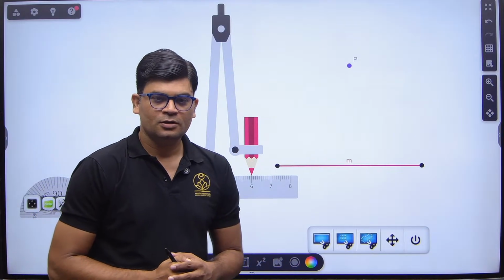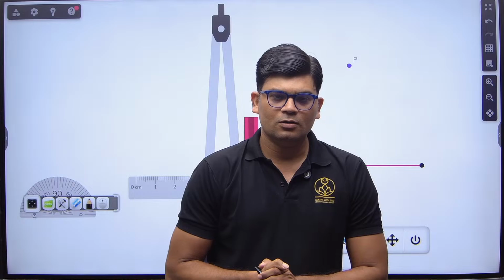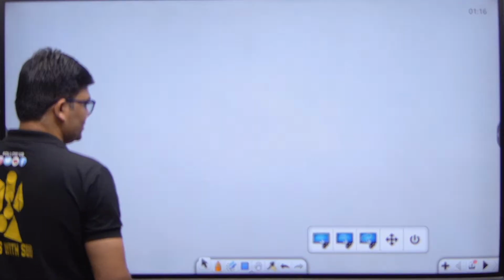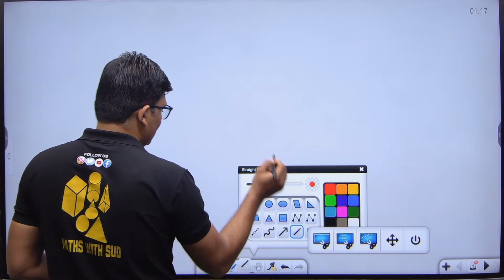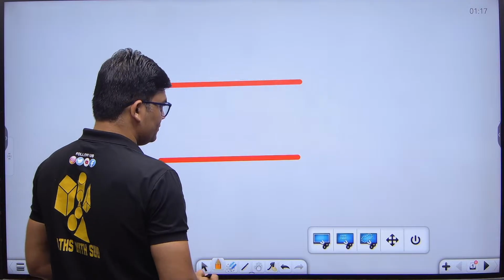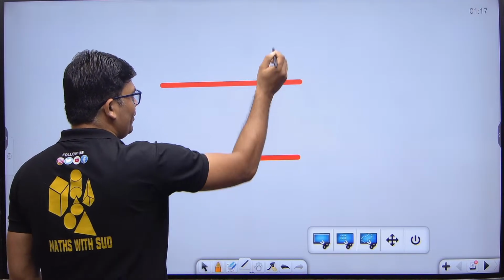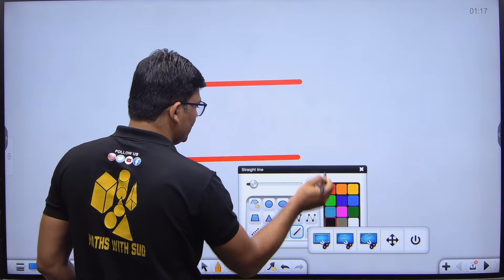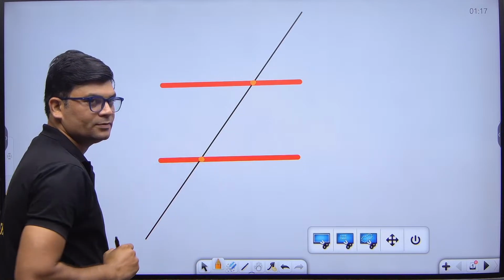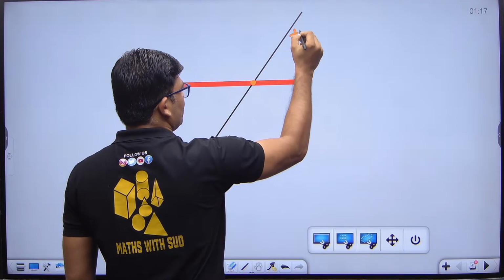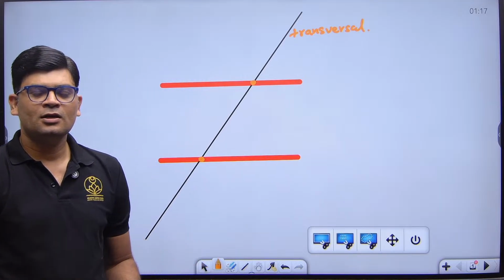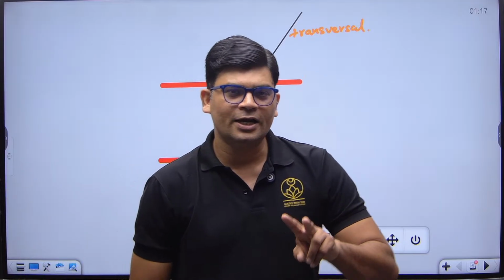Now how to draw it? There are two ways to draw this line. First we have to understand what a parallel line means and some terminology regarding parallel lines. If you see that this is one line, and I am constructing a parallel line across this, and if I draw a third line now, let us say this is a third line. A line which intersects two lines at two different points is known as a transversal.